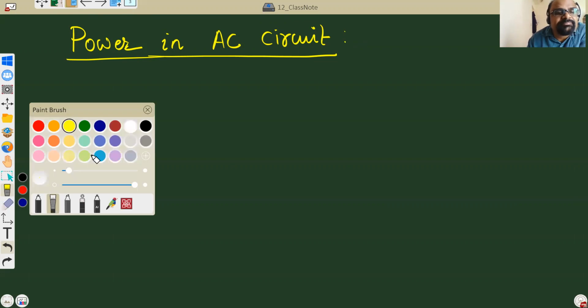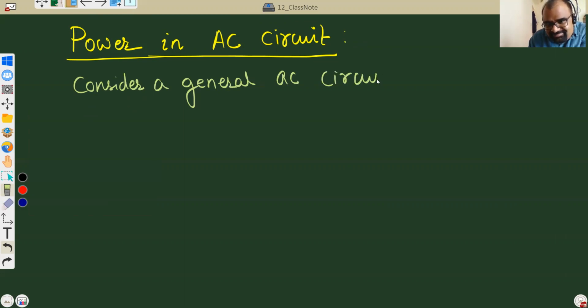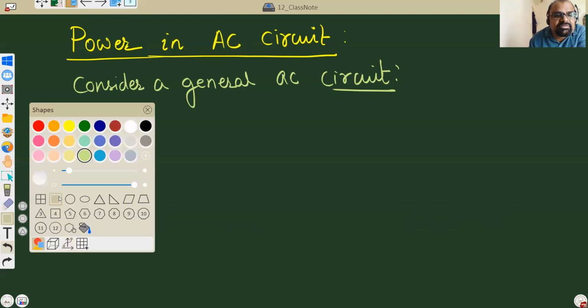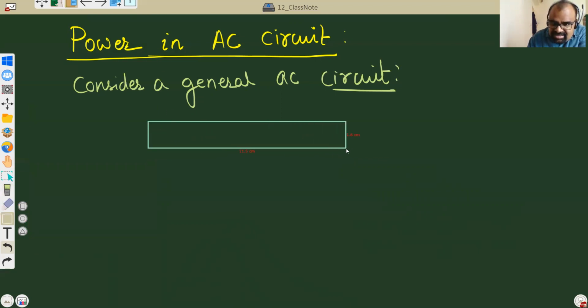But here, suppose I'm talking about a general AC circuit. Consider a general AC circuit where you have something called circuit elements. So here there is a box. Inside this box we have circuit elements. Now circuit elements, anything can be there.